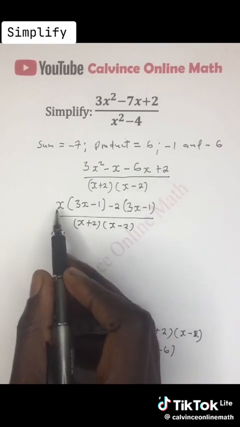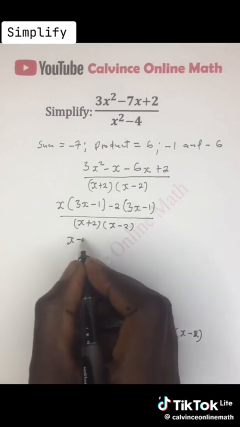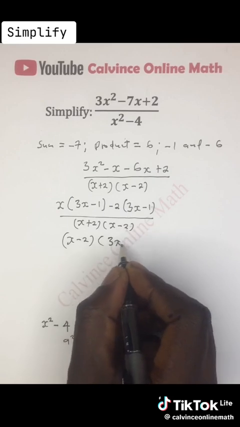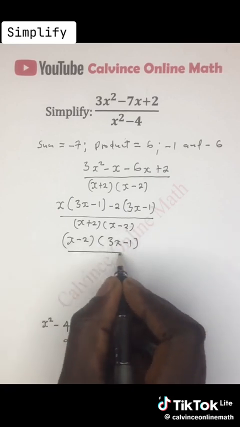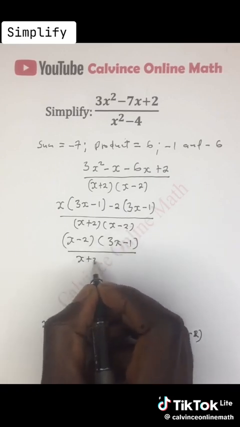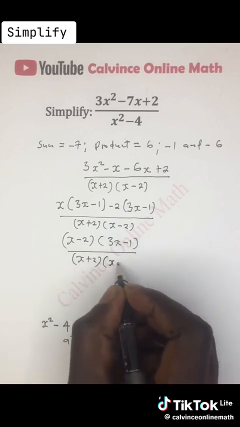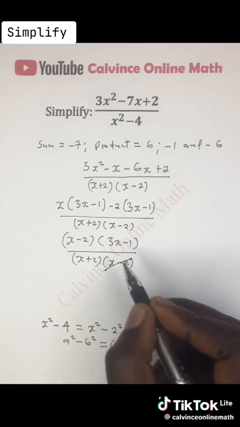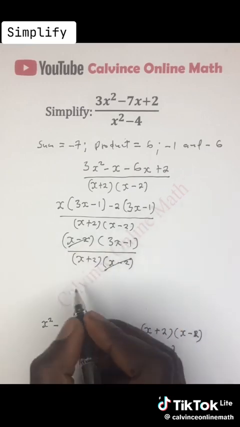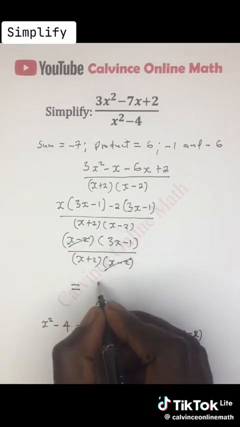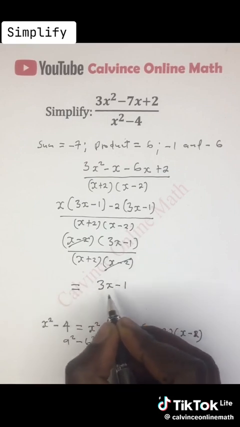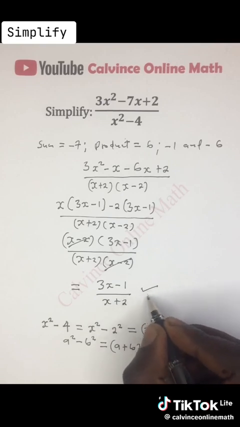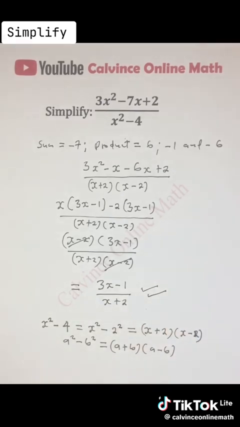So in the numerator we have (x − 2) into one of these, that is (3x − 1), and that's over (x + 2)(x − 2). So (x − 2) and (x − 2) will cancel, so that we are left with (3x − 1) over (x + 2) as our simplified form of that expression.